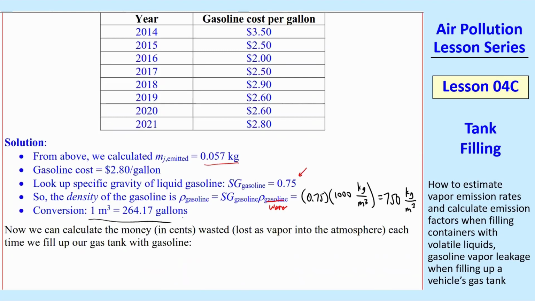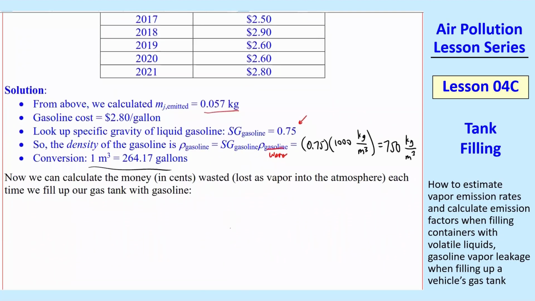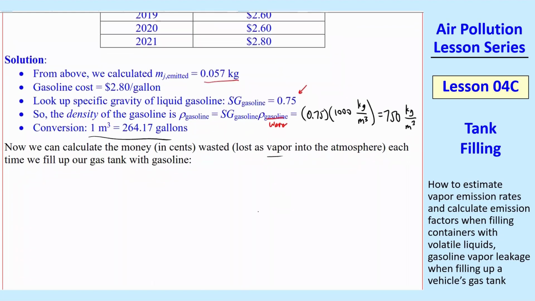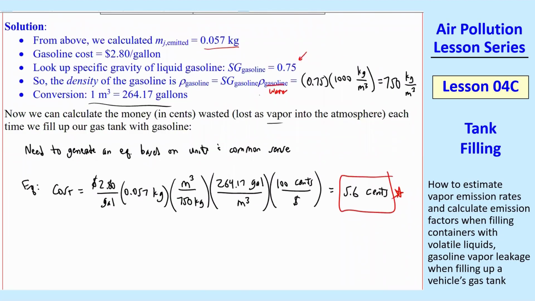And here's the conversion that we had seen before. So now we can calculate the money, and I'm going to do that in cents wasted. That's basically lost as vapor into the atmosphere each time we fill up our tank with 15 gallons of gasoline. Here's the equation that I came up with.